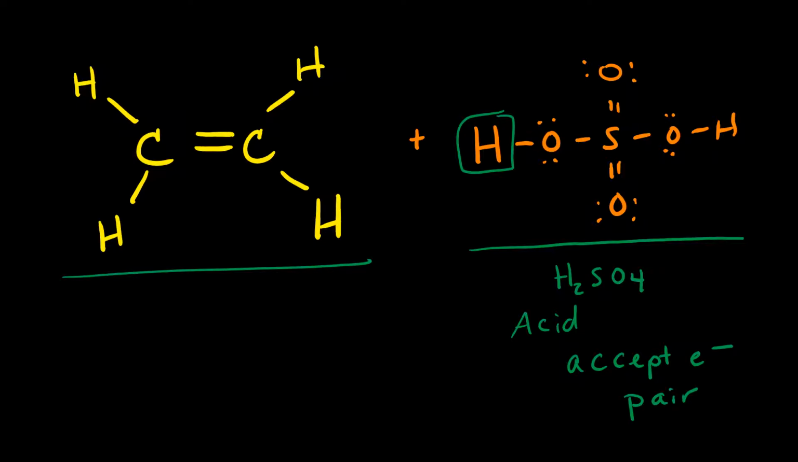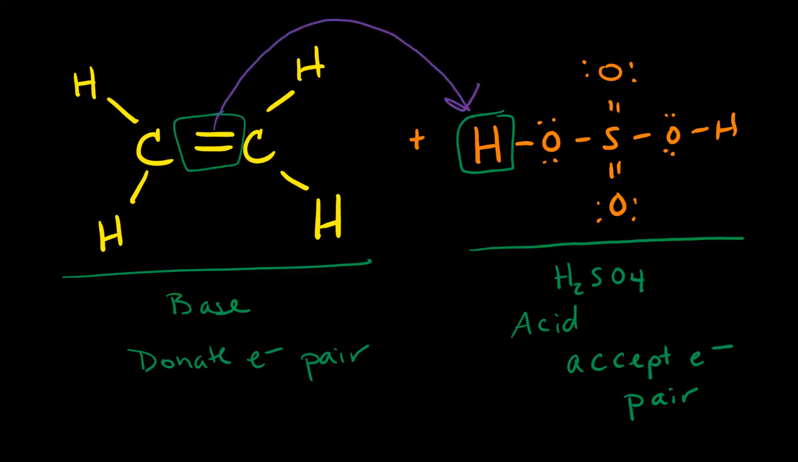Therefore, the pi system is going to be the base in the reaction, and it's going to need to donate an electron pair. That electron pair is going to be the pi electrons that are shared between these carbons here. So we're going to start our arrow here, and we're going to end it at the proton that the acid is trying to give up. In order to give up that proton, the bond between H and O has to be broken. So let's take a look at what the products of this reaction would look like on the next slide.